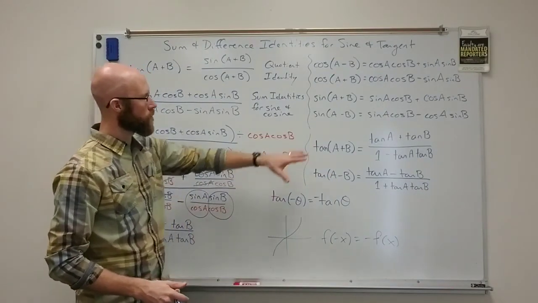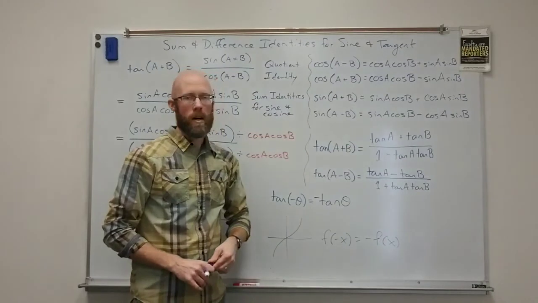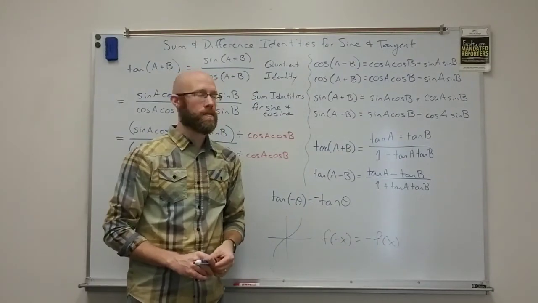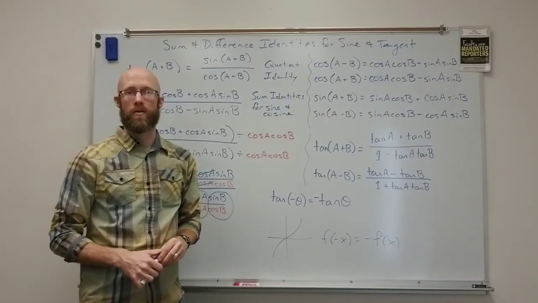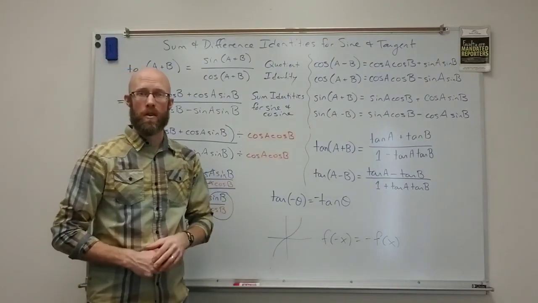And now we have 6 total identities that we can use for sine, cosine, and tangent. In the next few videos, we'll utilize those to solve some problems.